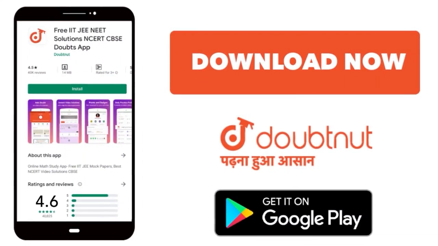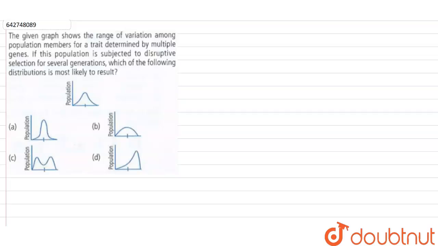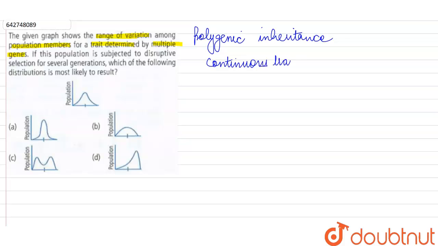In this question, they have given us a graph showing the range of variation among population members for a trait determined by multiple genes. So, if it is determined by multiple genes, that is, if the trait is showing polygenic inheritance, then we can assume that this is going to be a continuous trait. By continuous trait, we mean a trait which is not in the form of two distinct choices.